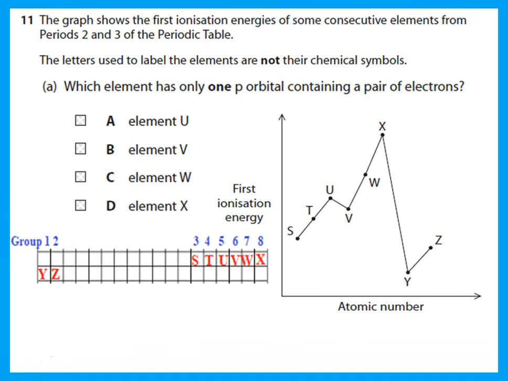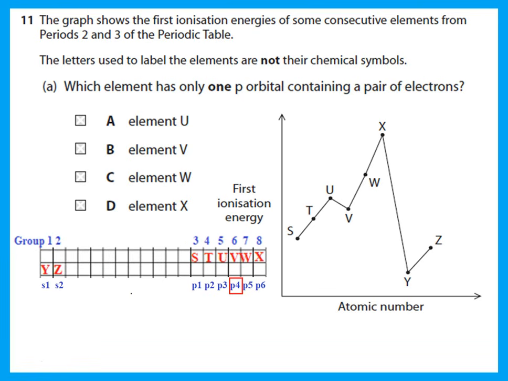And when we go down to Y, for example, this indicates that Y must be in the following period in group 1, because you're removing an electron from a bigger atom in Y, more shells further away from the nucleus, so Y must be something in group 1. Now the question says which element has only one p orbital containing a pair of electrons.